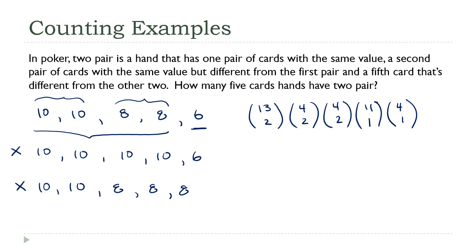So now if you go to the formula, 5 times, right? 5 different combinations here. Multiply all those numbers together. You should end up with a total of 123,552 possible outcomes.